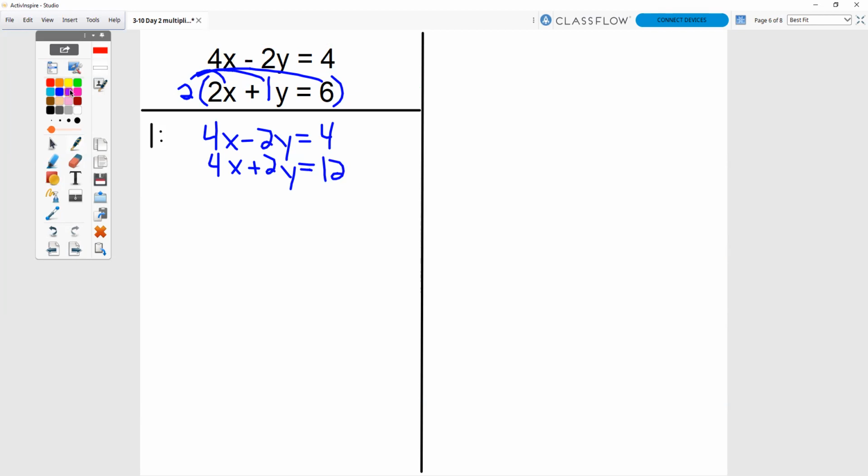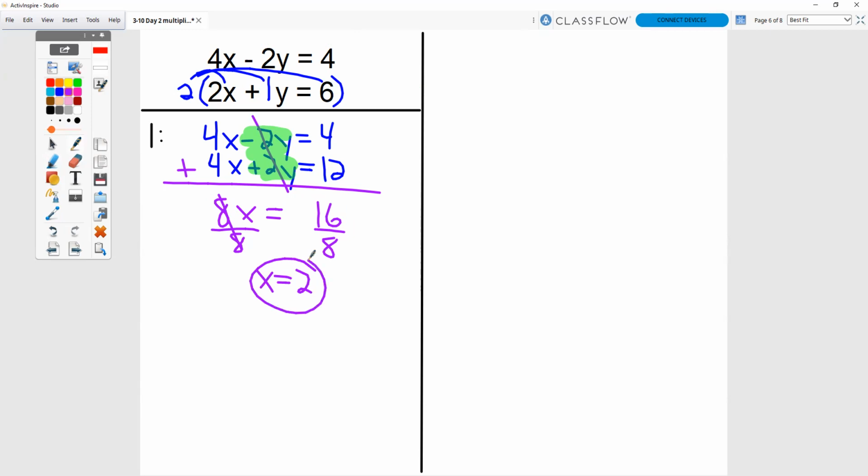My second step says to take those numbers and add them going down. We have our opposites right now. Those opposites are going to cancel out. So when I add going down, I'm going to have 8x equals 16. Solve that one-step equation. So divide by 8. We get x equals 2.